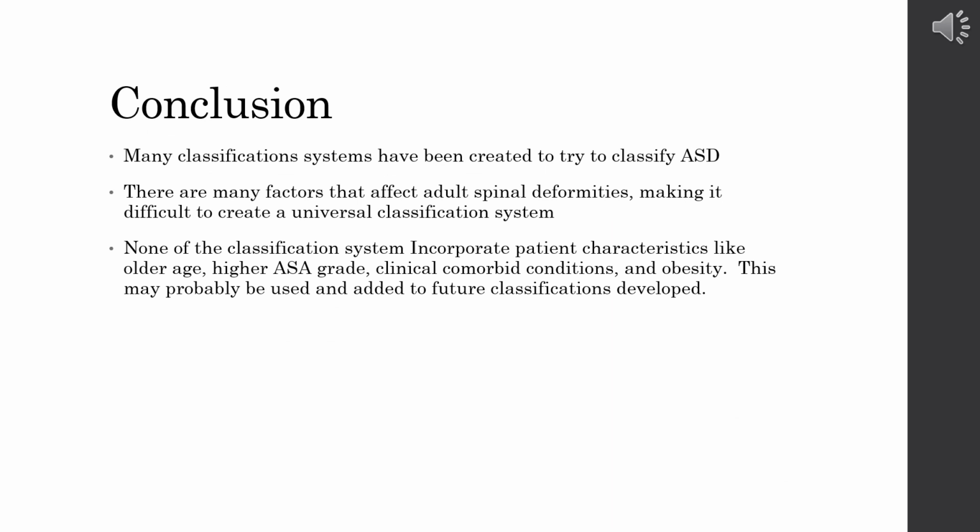In conclusion, many classification systems have been developed to try to classify adult spinal deformities. However, there are many factors that affect adult spinal deformities, making it difficult to create a universally accepted classification system. It is of note that none of the classification systems incorporate patient characteristics like older age, higher ASA grade, clinical comorbid conditions, or even obesity. This may probably be used and added to future classifications developed for adult spinal deformities.